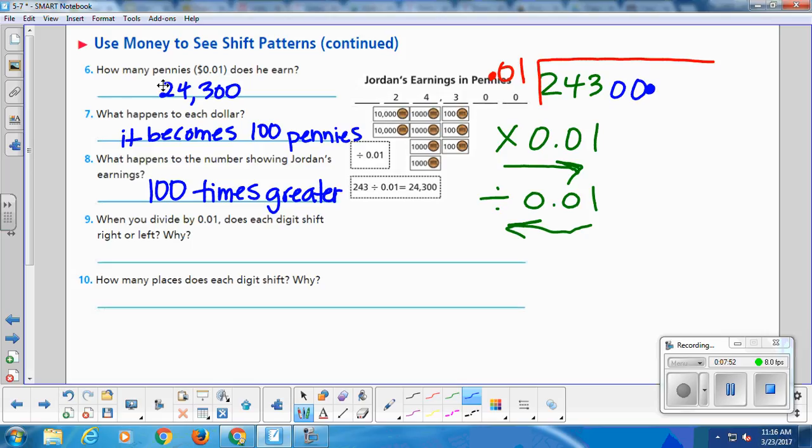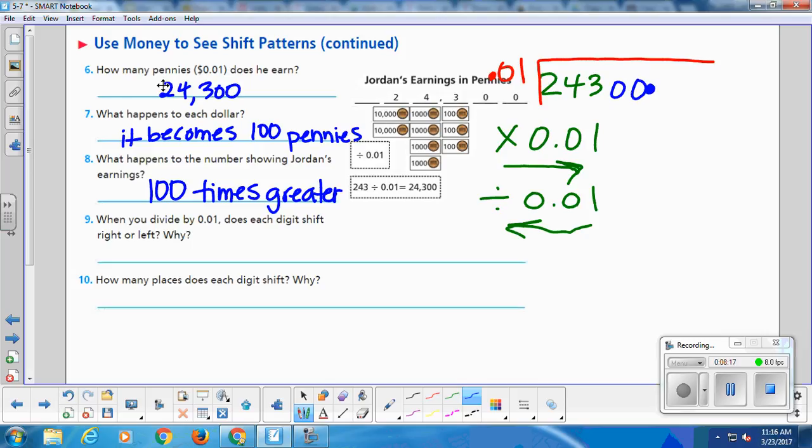We started off with 2 $100 bills, 4 $10 bills, and 3 $1 bills. Now, if I'm making this all pennies, that's a lot of pennies. That's all we're doing, okay? We're not changing the amount of money. The money stays the same. It's just how we're breaking the money apart.